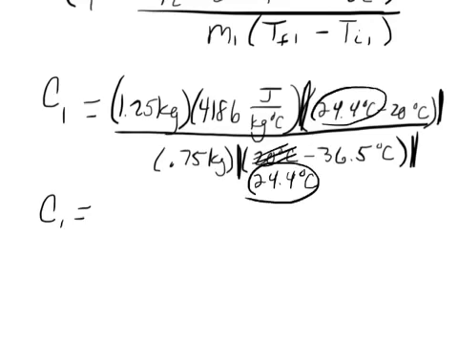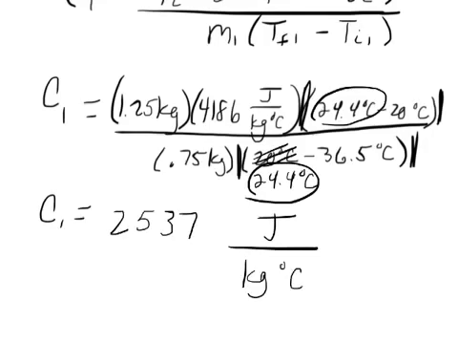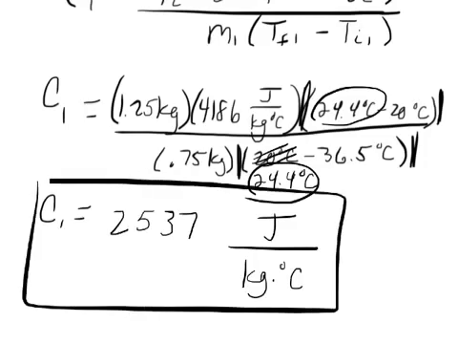So anyway, your final answer you're going to get is 2537. And that's approximating to the nearest integer value. And remember, the units of specific heat are joules per kilogram degrees Celsius. And there's really a times symbol in between these two. Okay, so if you want to write it there. So this tells us that this is the unknown substance.